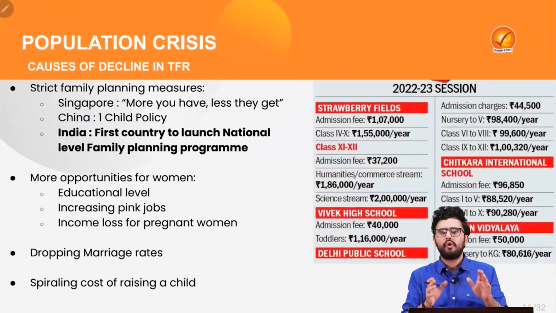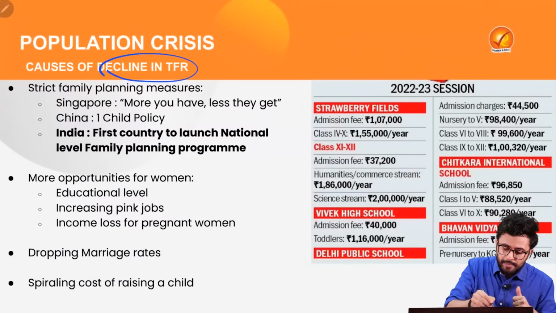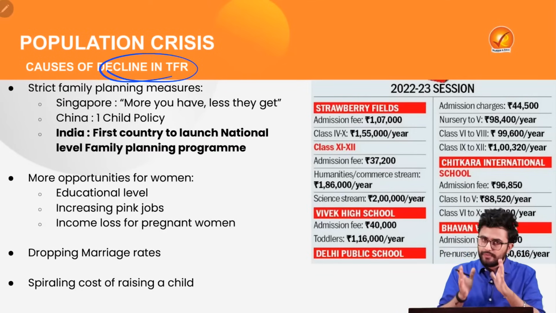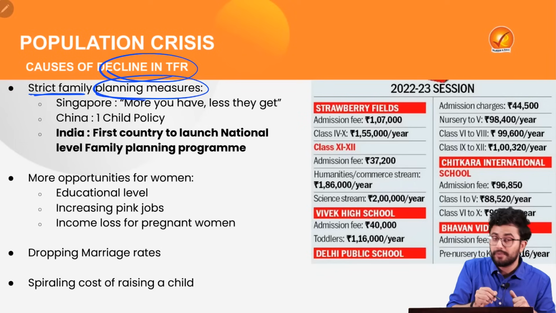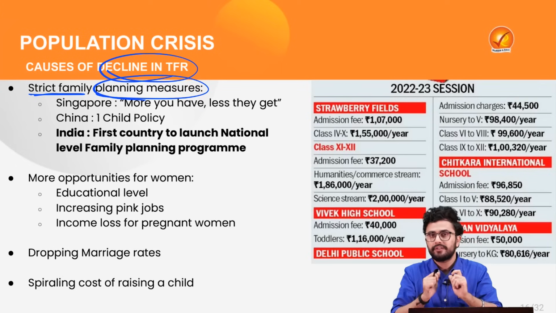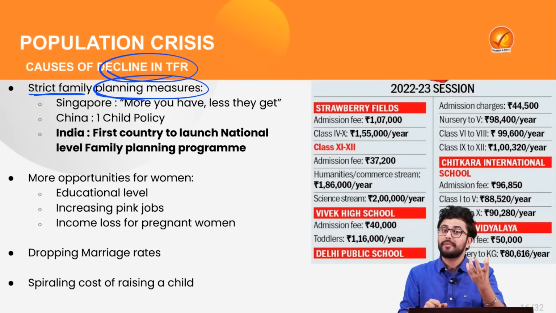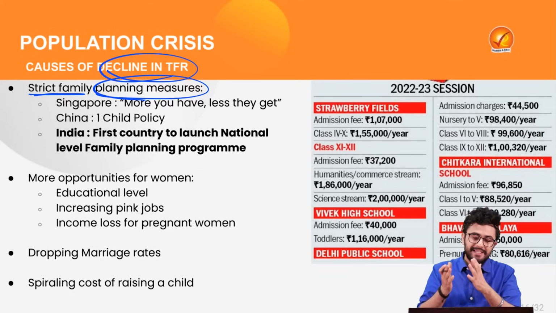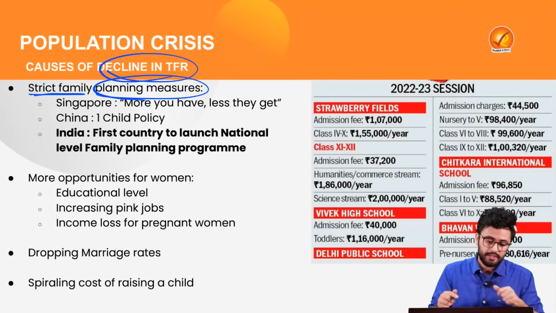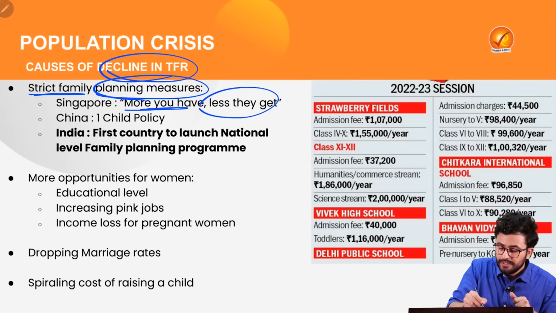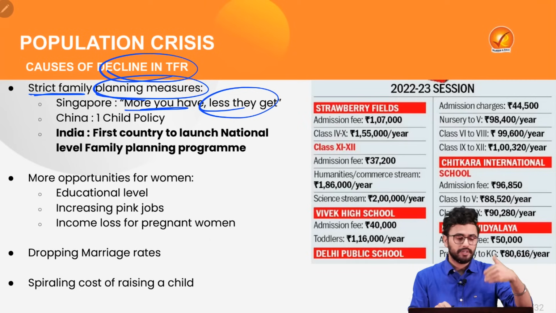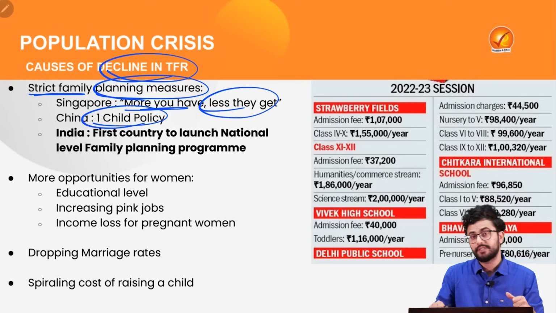Now one may wonder what are the causes of such rampant decline in TFR. Well, as per the data point, first of all, there are the strict family planning measures taken by the countries to ensure the optimum use of their limited resources and to increase their economic prospects. For example, Singapore adopted a two-child policy, and the slogan of that policy was, the more children you have, the less they will get in the future. On similar lines, China went one step further and imposed a one-child policy.